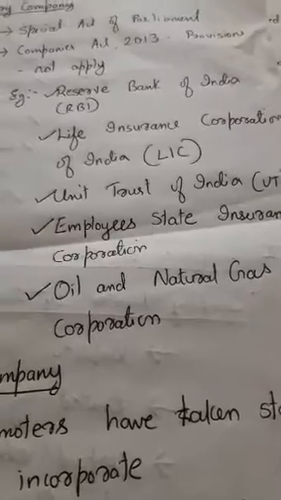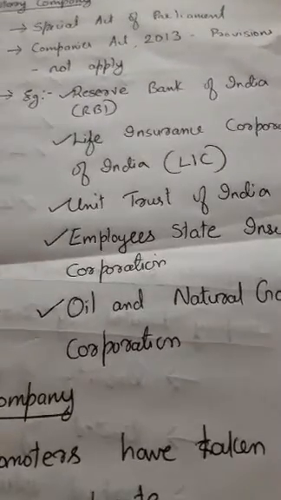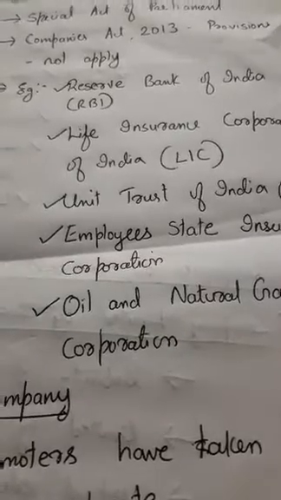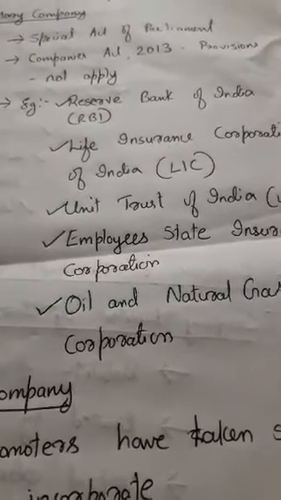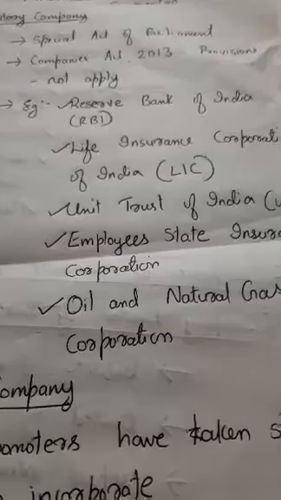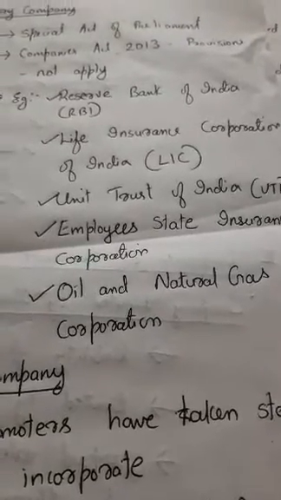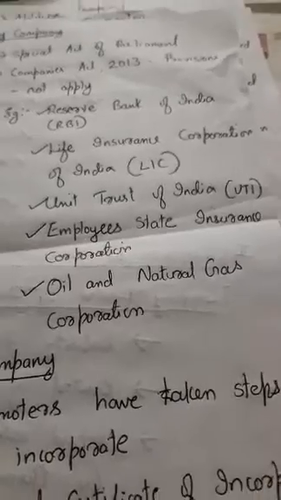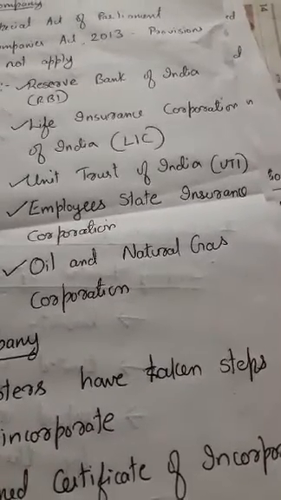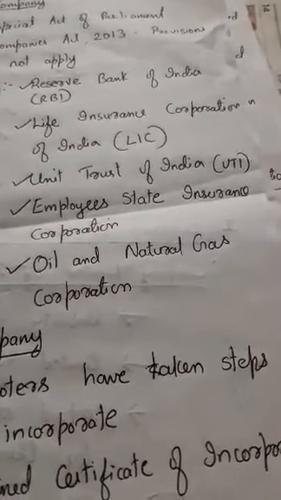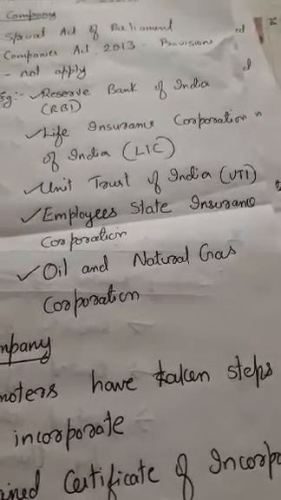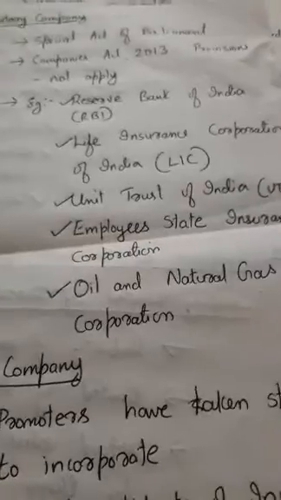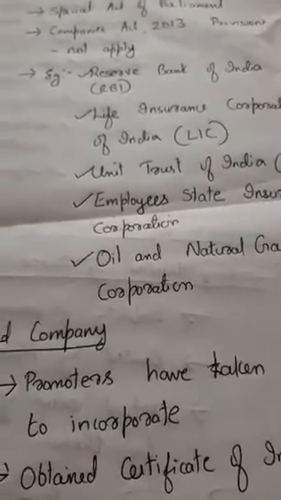The points to be noted are that the provisions of the Companies Act 2013 are not applicable to statutory companies and that they are formed by a special act of parliament. Some examples of statutory companies are Reserve Bank of India (RBI), Life Insurance Corporation of India (LIC), Unit Trust of India (UTI), Employees' State Insurance Corporation, and Oil and Natural Gas Corporation.